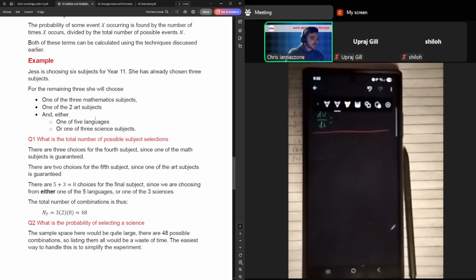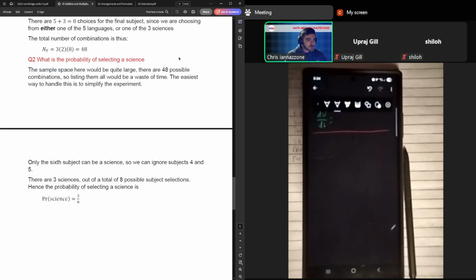From there, considering that we're making these choices in sequence, so we have a math, an art, and then one of these, it'll be multiplication principle. So you multiply the 3 by the 2 by the 8, that's going to give you 48 total possible outcomes. If there's any questions at any time, let me know.